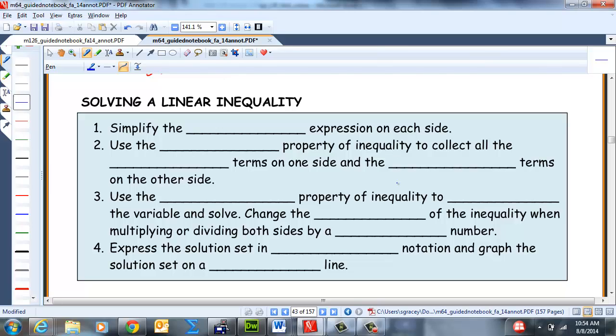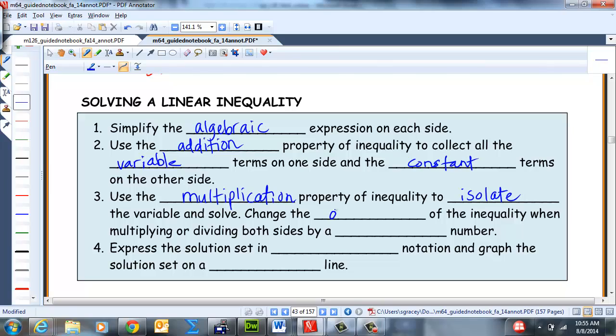So what you do is you simplify the algebraic expression on each side. Use the addition property of inequality to collect all the variable terms on one side and the constant terms on the other. Use the multiplication property of inequality to isolate the variable and solve.